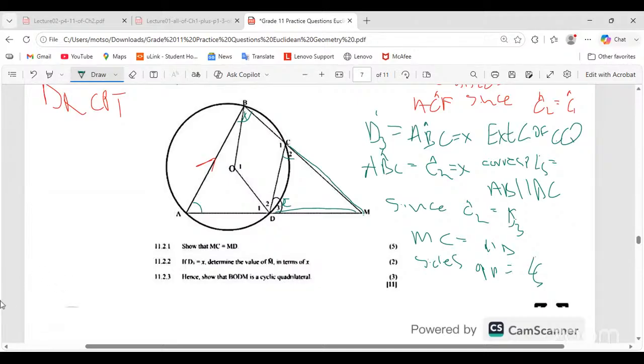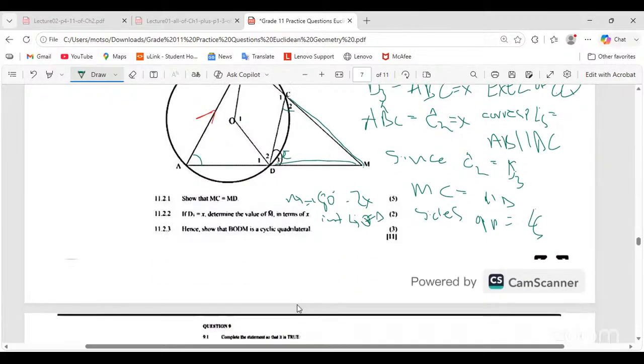If D3 is equal to X, determine the value of M in terms of X. Where is M? This is M. We have X here. So now remember M will just be equal to 180 degrees minus 2X. Reason being the interior angles of a triangle, right? Yes.